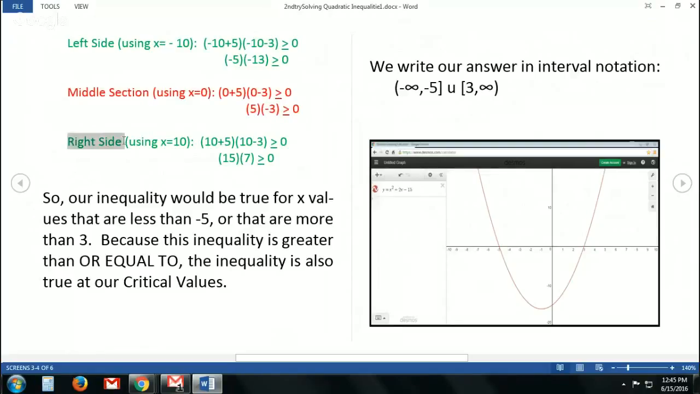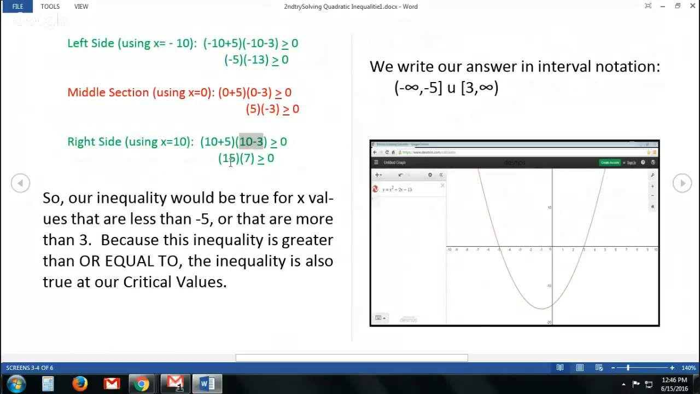Finally, let's check the right-hand side of the picture. We decided we would use x equals 10 to test the right-hand side. When I put 10 in for x, that gives me 10 plus 5 for the first factor, 10 minus 3 for the second factor. Now, 10 plus 5, that's 15, positive 15. 10 minus 3 is 7, a positive 7.